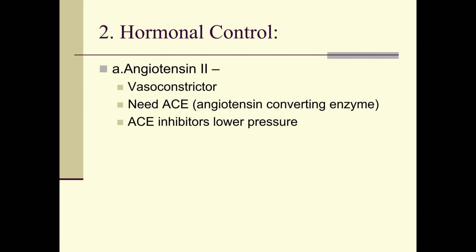And now you know where it works. Angiotensin 1 needs to be converted to angiotensin 2 to cause vasoconstriction. We have to have this enzyme, ACE, which is angiotensin converting enzyme. We have a blood pressure medicine that blocks that enzyme and lowers blood pressure.